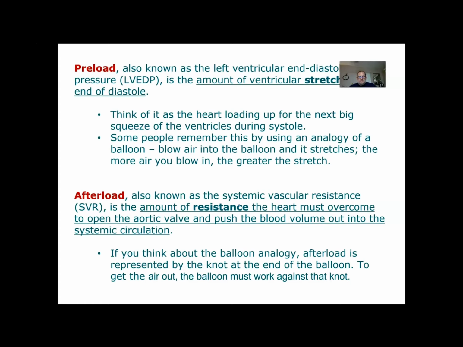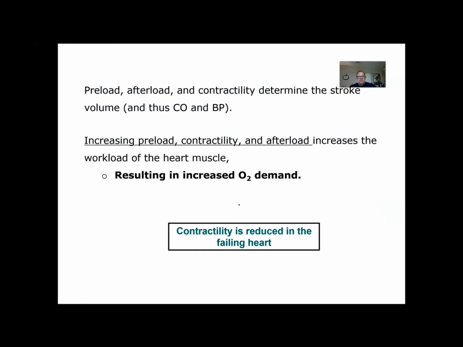It is the amount of resistance the heart must overcome to open the aortic valve and push the blood volume out into the systemic circulation. So once again, if you think about a balloon, the afterload is represented by the knot at the end of the balloon, or those annoying little clamps that they have on balloons now instead of a knot. That's what it has to work against to get the air out.